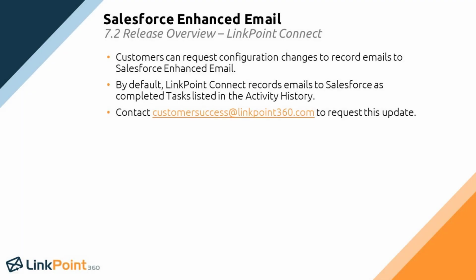The 7.2 release also includes support for organizations who have enabled Salesforce Enhanced Email. Emails are recorded as an email message in the activity history for selected records when enabled. This feature is off by default and can be configured on request by LinkPoint 360 Professional Services.